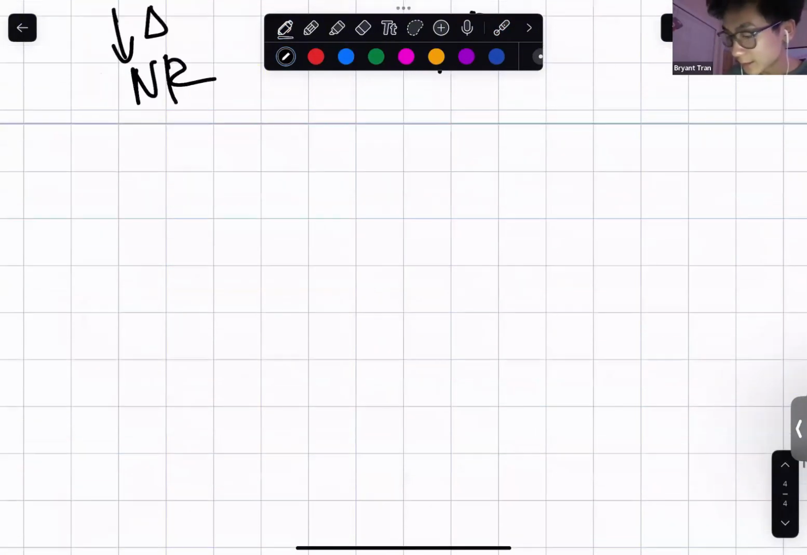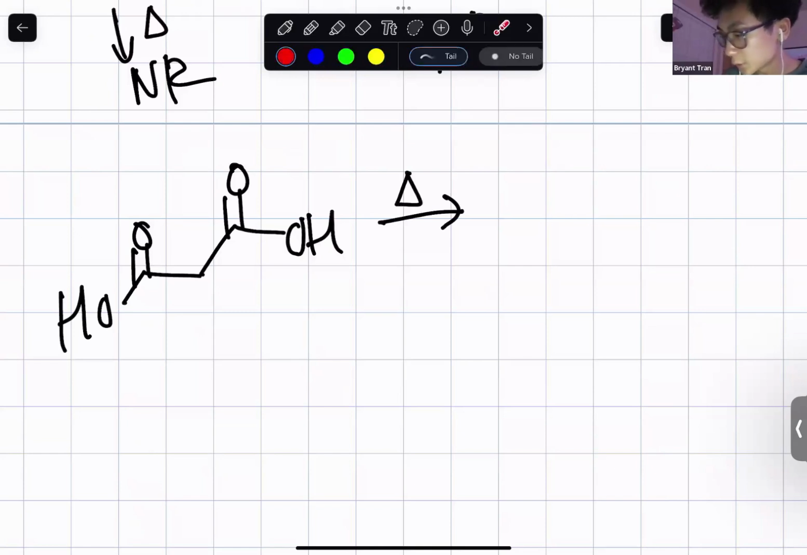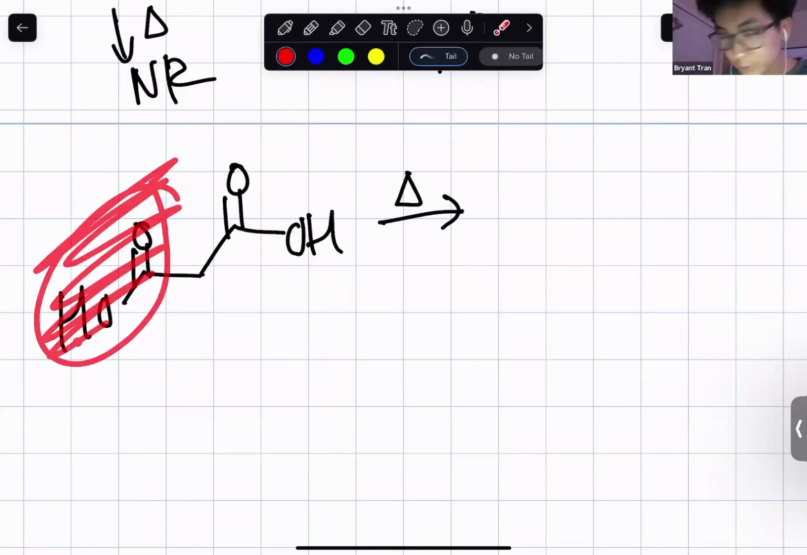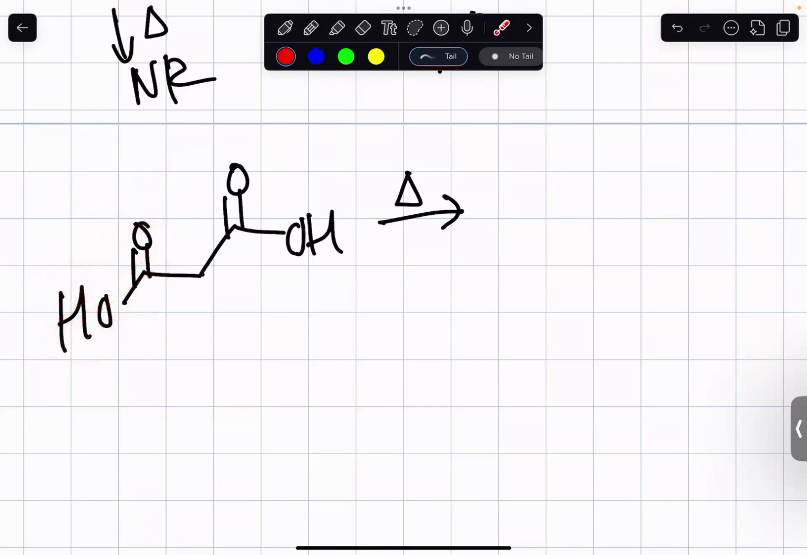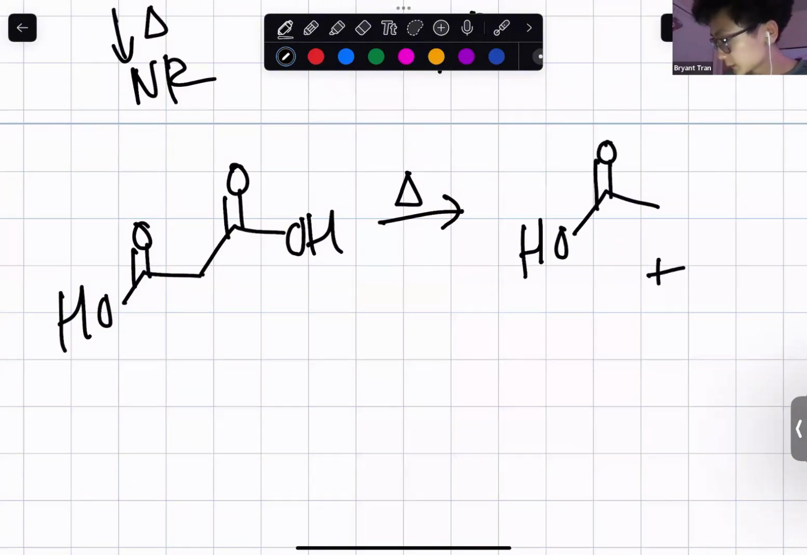But it could have been another carboxylic acid like this. And when you react this with heat, you only get rid of one carboxylic acid. You could get rid of this carboxylic acid to give your final answer, right? Or you could get rid of this carboxylic acid to get your final answer. So this is our final answer here, plus CO2 if you want to draw that out.